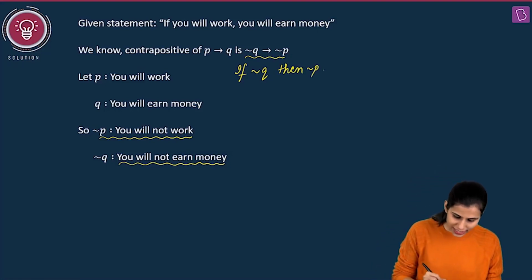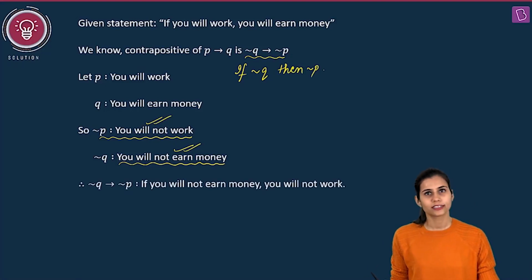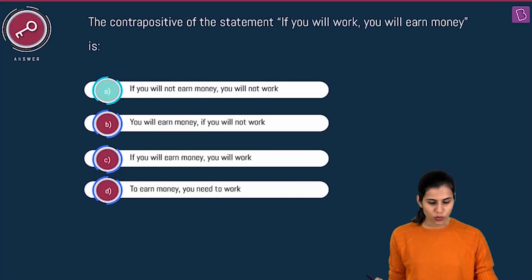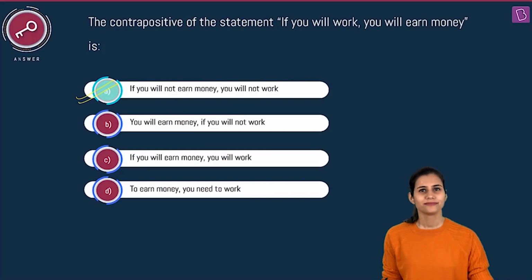So it will be what? If you will not earn money, then you won't work. If you will not earn money, then you won't work, which is sitting in option A very comfortably. Tick it, correct option, you're done.